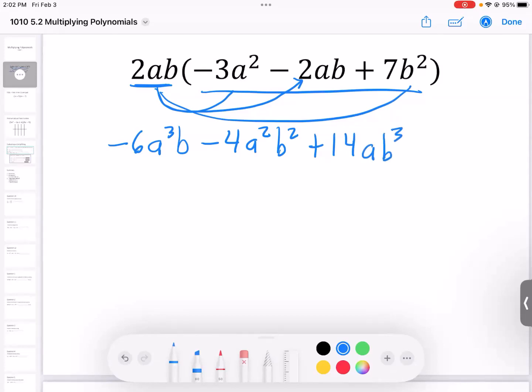So multiplying by monomials is basically just distributing. Any questions on how I got the numbers or the exponents or anything like that? Okay, so that's how you multiply a monomial.